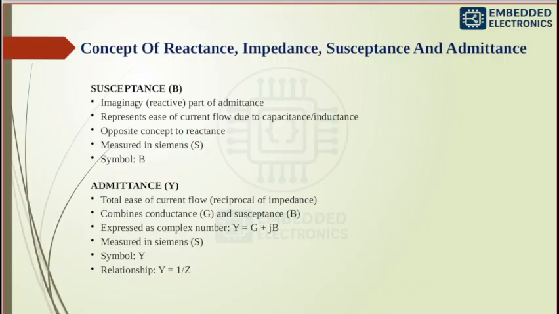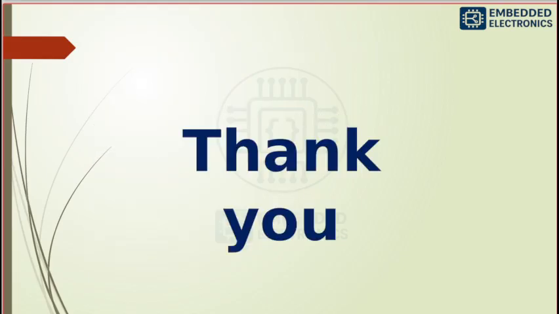And admittance we represent using the symbol Y, and it is also measured in Siemens. So Y equals G plus jB. So this is the imaginary part. B is susceptance, G means conductance. So admittance is nothing but the reciprocal of impedance, or the total ease of current flow. So Y equals 1 by Z, where Z means impedance. That's all about AC circuits and sinusoidal analysis.